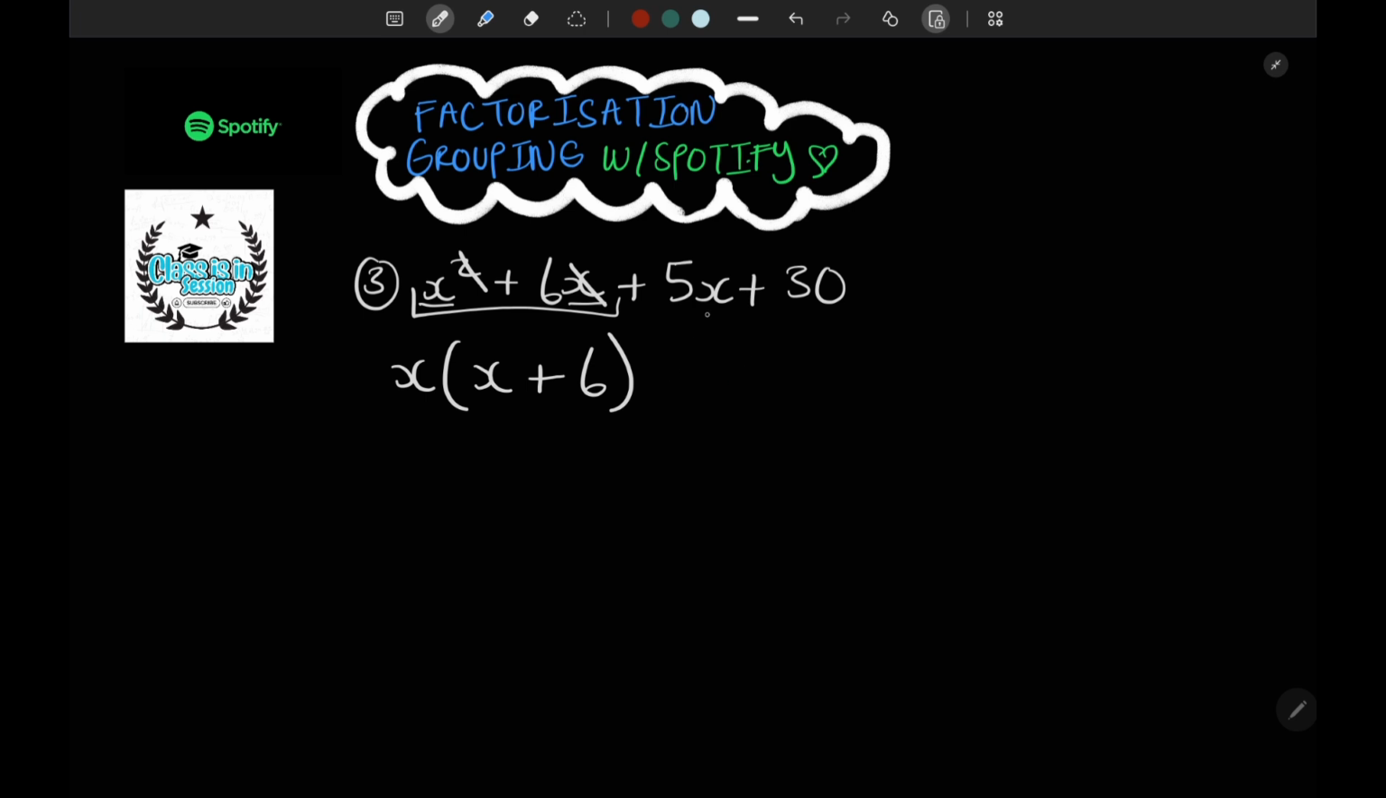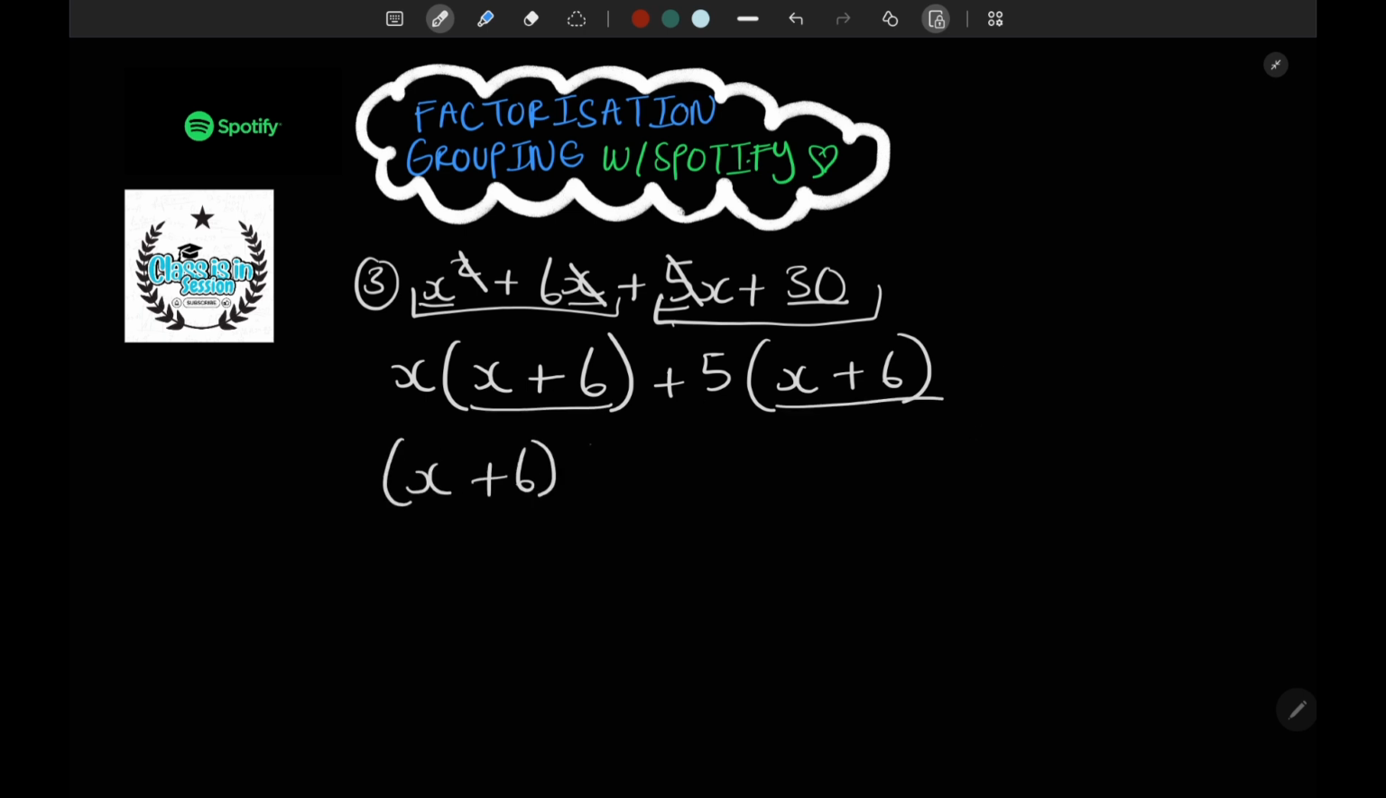Close your first bracket. Then for the second one, you have 5x and 30, the last two terms. What is the highest common factor here? 5. So plus 5, open a bracket, 5 divided by 5, 1. You're left with x. 30 divided by 5, 6. So you have x plus 6 here and x plus 6 there. So you write it in the first bracket, x plus 6, and in the second bracket you write what's outside the brackets, which is x plus 5.